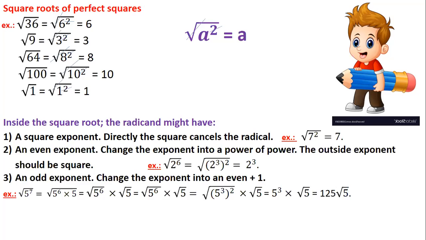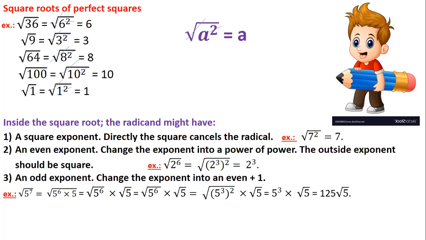Now, inside the square root, the radicand might have, number one, a square exponent. So if the exponent inside is already squared, directly we say the square cancels the radical. For example, radical 7 squared is equal to 7. Number two, it might be an even exponent. For example, the exponent inside the radical might be exponent 4, exponent 6, exponent 8.